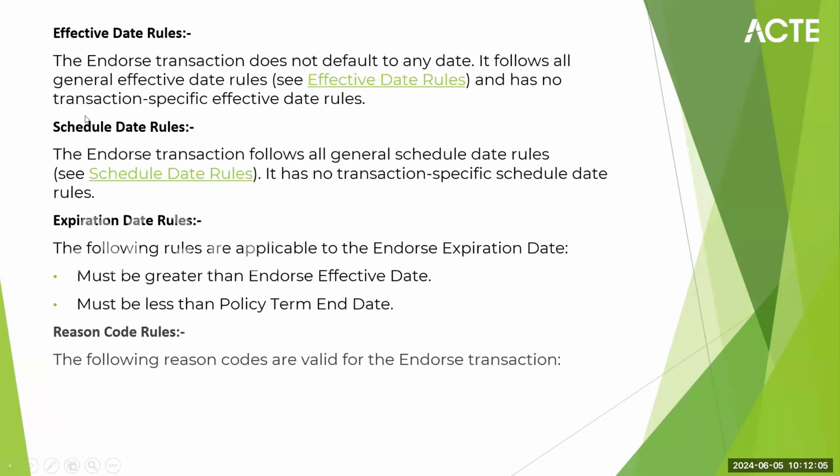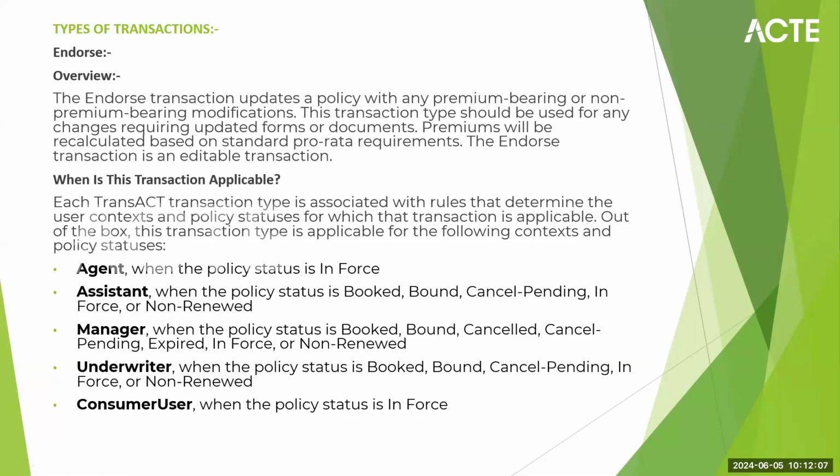What this endorse will do: the endorse transaction updates the policy with any premium bearing or non-premium bearing modification. The transaction type should be used for any changes required, updated forms or documents. Premium will be recalculated based on the standard pro rata requirement. The transaction is an editable transaction, nothing but this endorsement transaction, the user can edit this transaction.